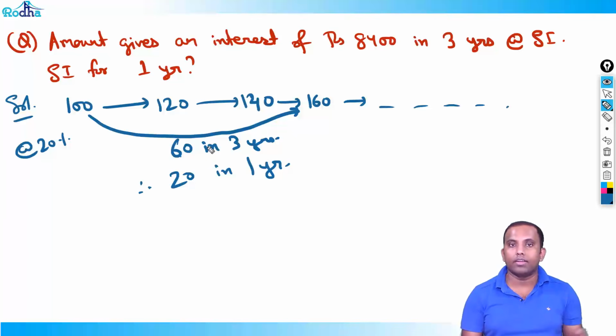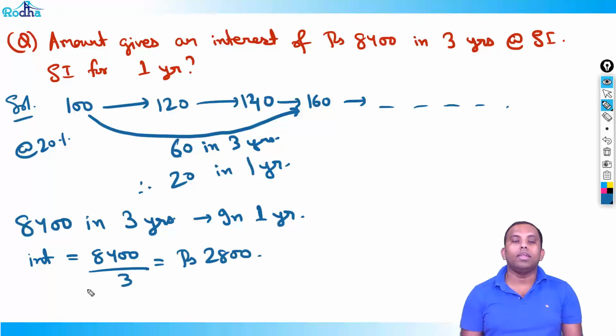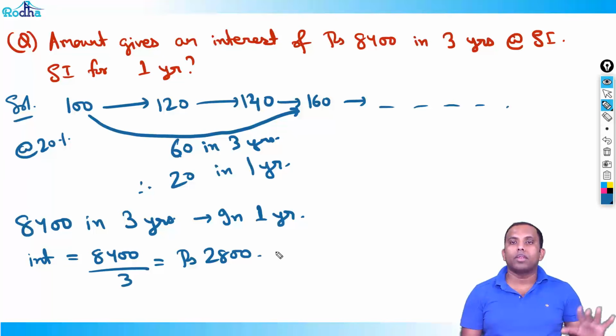I can directly say it right here also. If 8400 is the interest in 3 years, then in 1 year interest is how much? 8400 by 3, that is rupees 2800. So in 1 year interest is rupees 2800. This is what happens in SI, right? Interest is fixed.